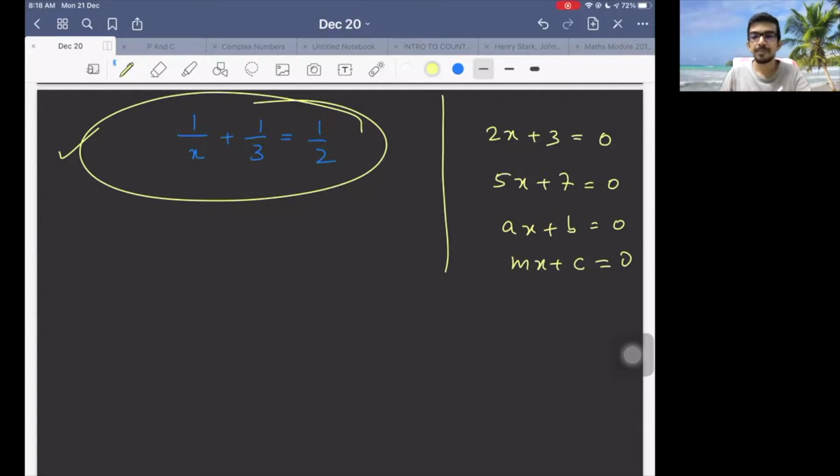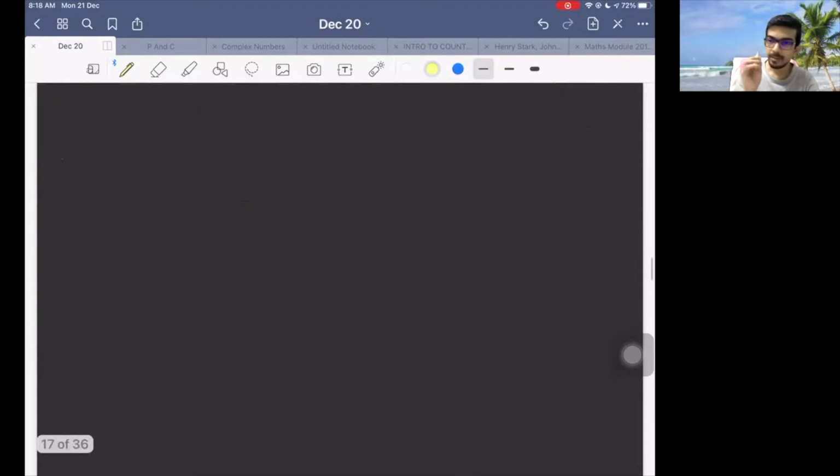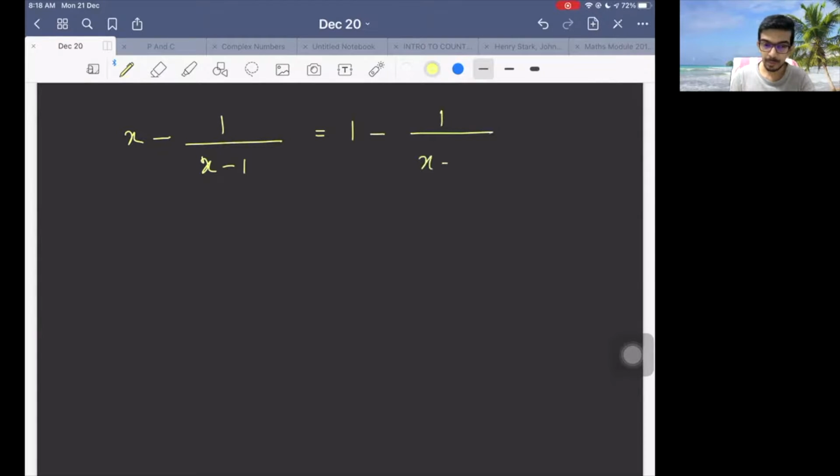I'll give you a quick example to understand what I'm talking about. Let's see a question. Listen carefully. So let's have an equation of the form x minus 1 divided by x minus 1 is equal to 1 minus 1 divided by x minus 1. Now, this is not a linear equation.